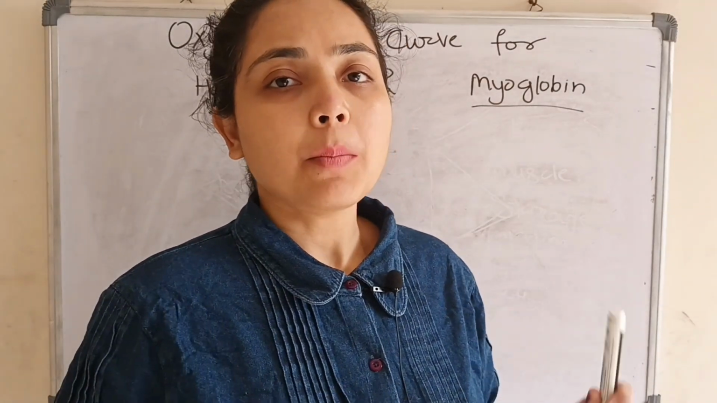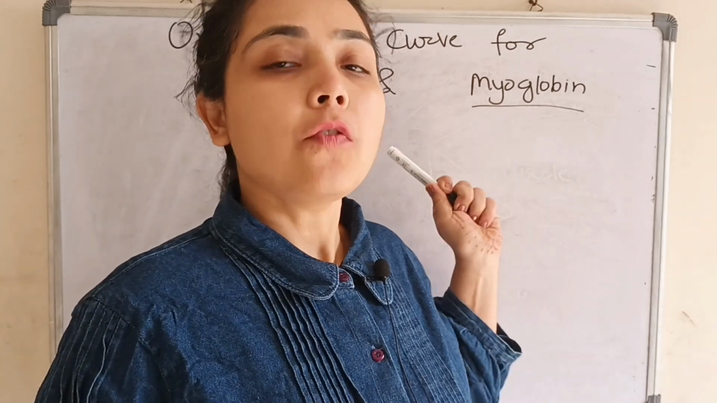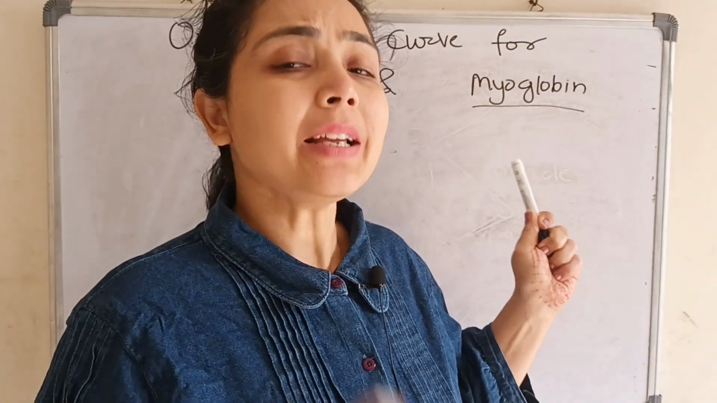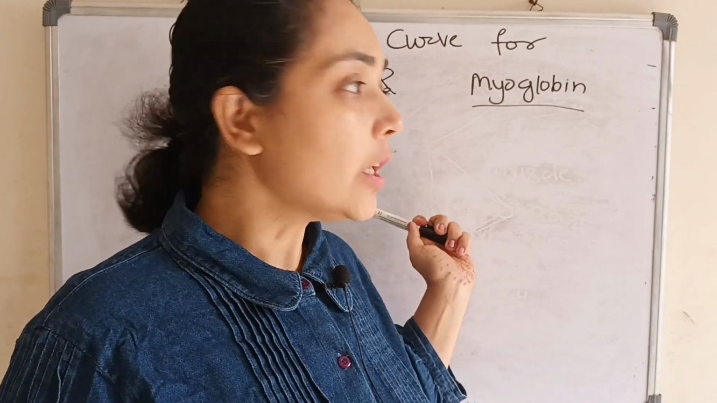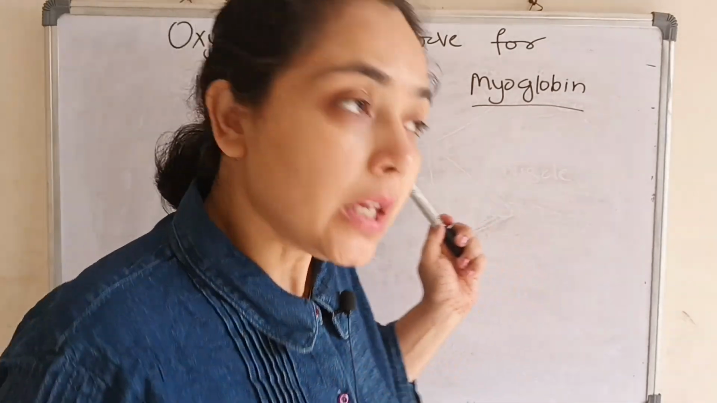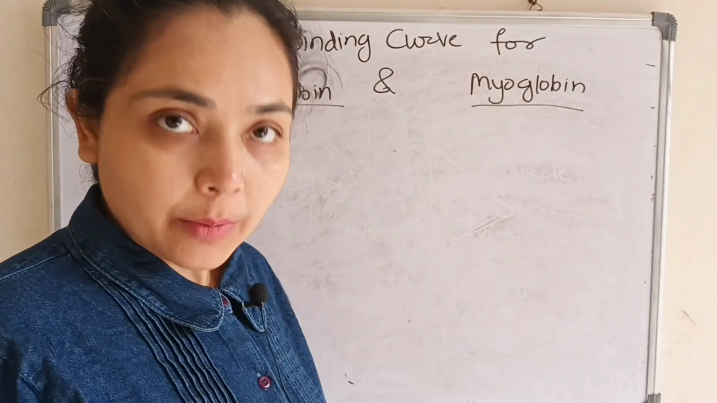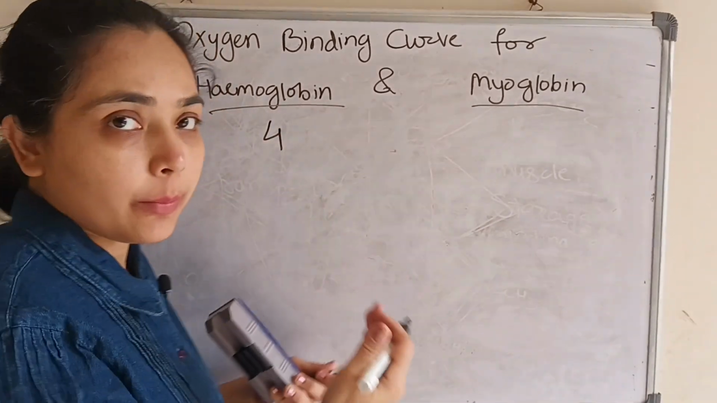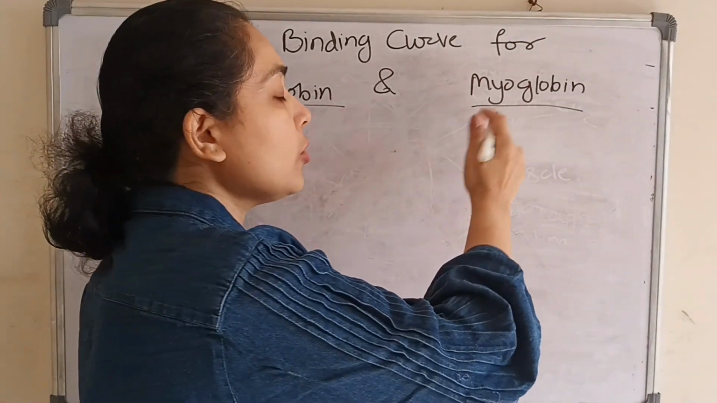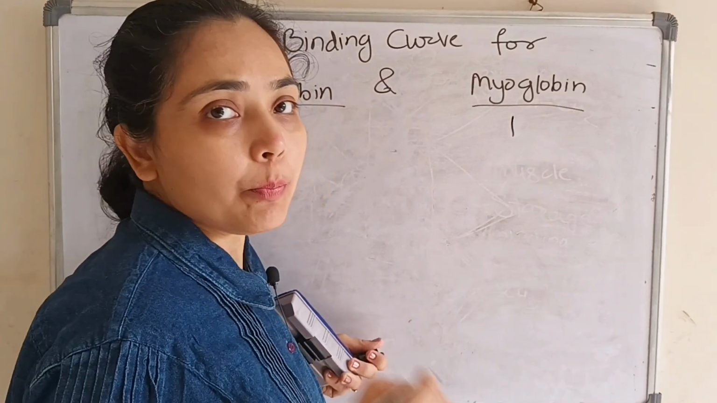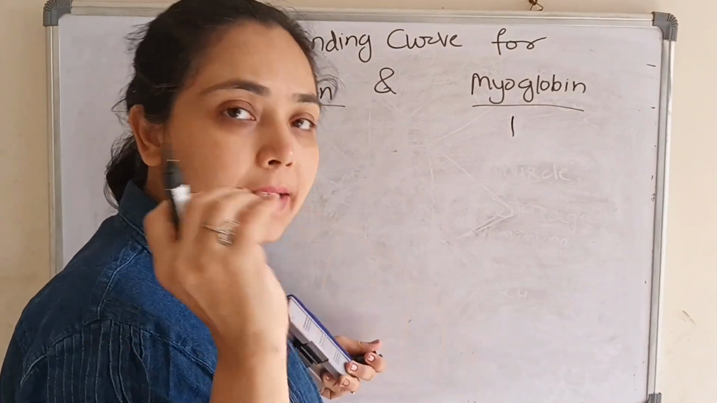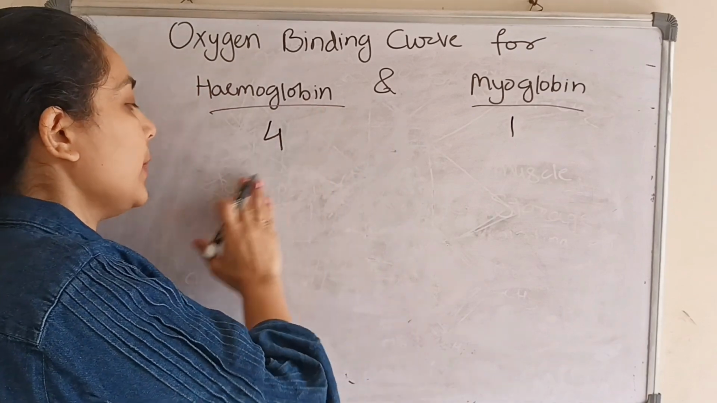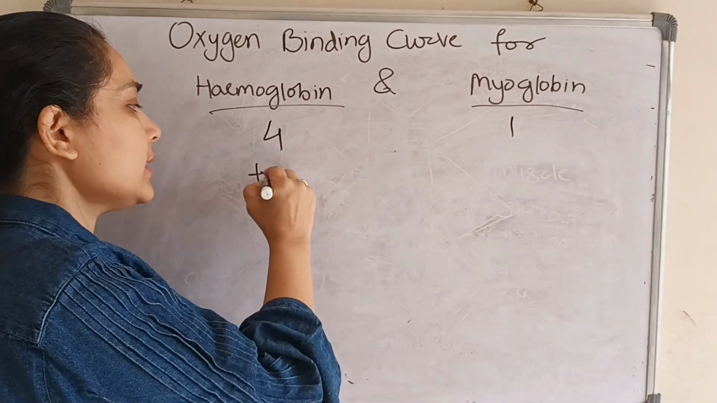Today we will discuss the oxygen binding curve for hemoglobin and myoglobin. So before starting the actual topic, let us revise a few things about hemoglobin and myoglobin. Hemoglobin is a tetrameric protein having 4 globin chains and 4 heme groups, and myoglobin has only a single polypeptide chain or globin chain, and a single heme group is present in the myoglobin.